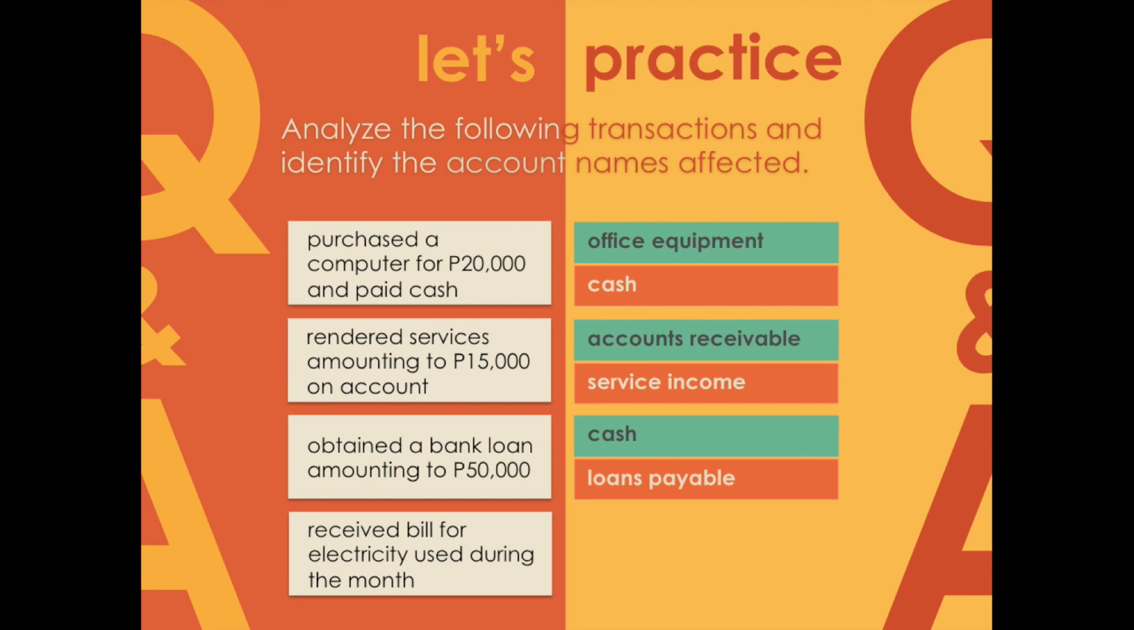It only stated that the bill was received, indicating that no payment has been made as of the moment. Instead, the company has the obligation to pay or a promise to settle the bill in the future, which is a payable. In this case, it's referred to as the utilities payable. So in this transaction, the accounts affected are utilities expense and utilities payable.